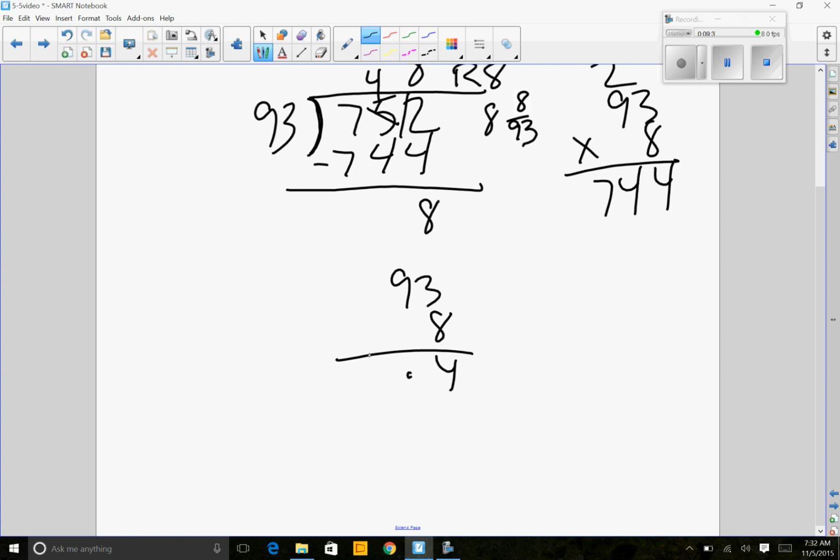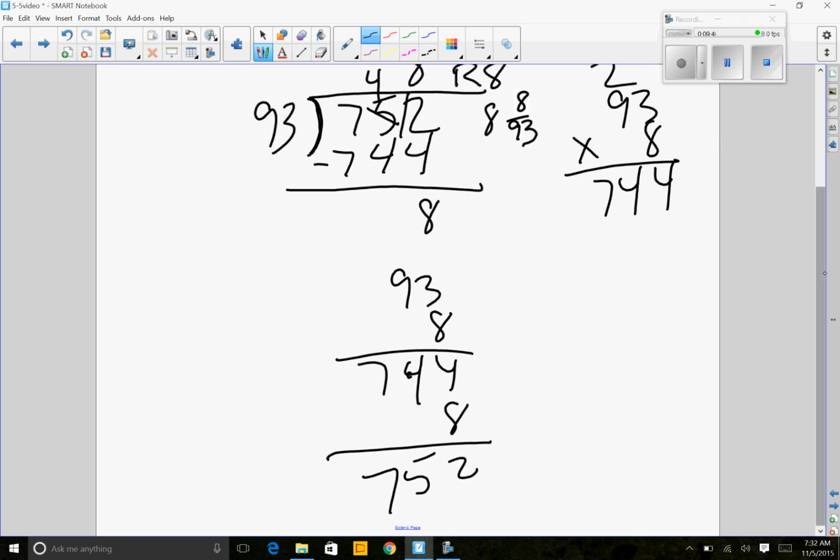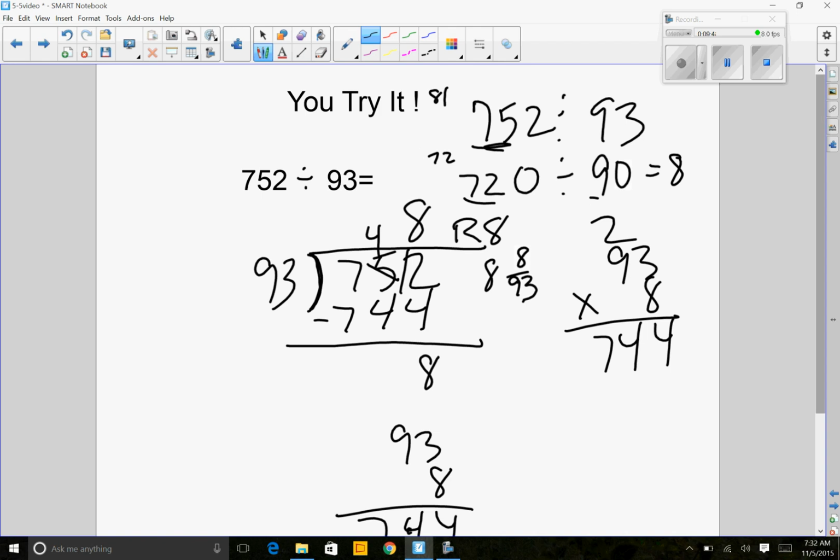These are actually pretty easy checks to do, right? 744 plus 8 is going to be 752. So that's how you divide with 2-digit divisors. It's the same exact process as you've been doing with 1-digit divisors. The only thing that gets a little tricky about it is figuring out what this number is going to be.